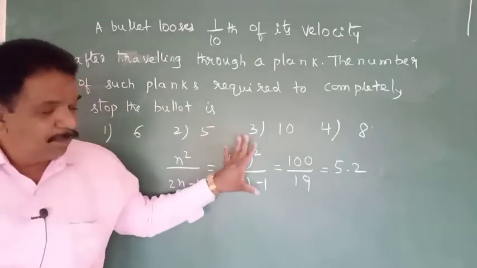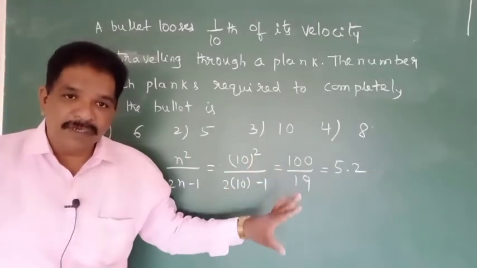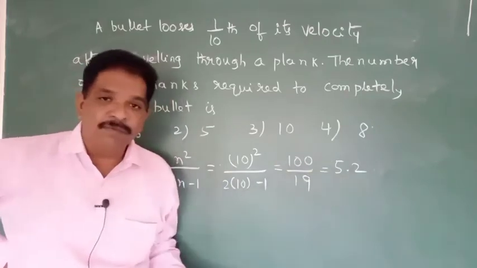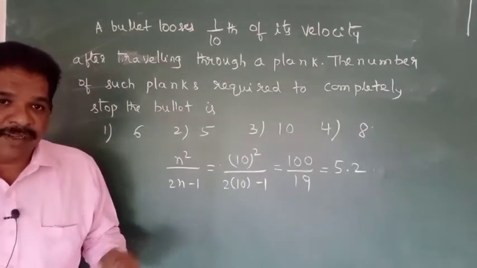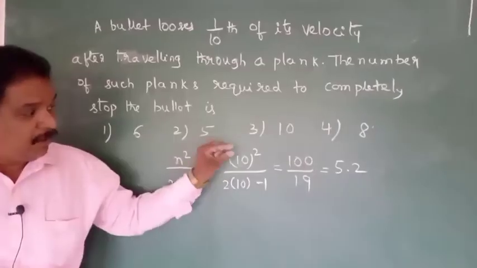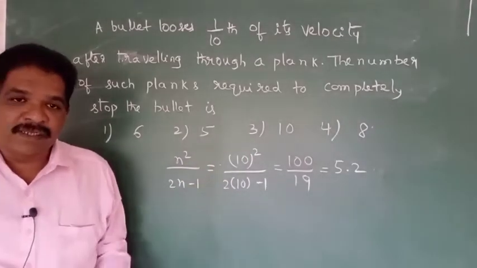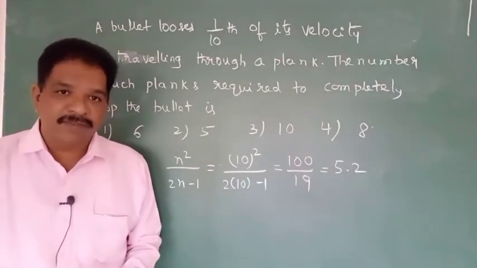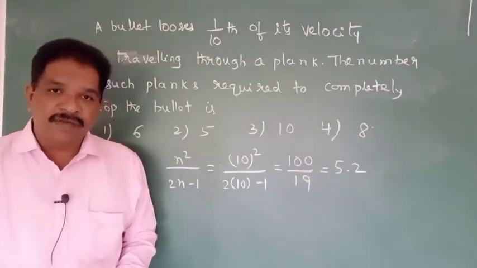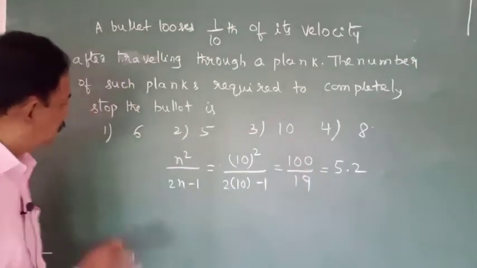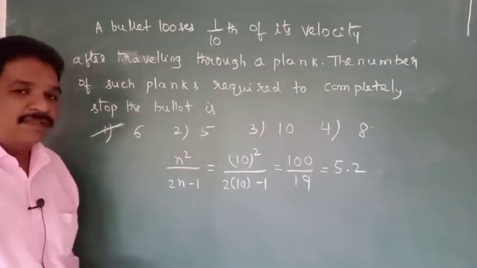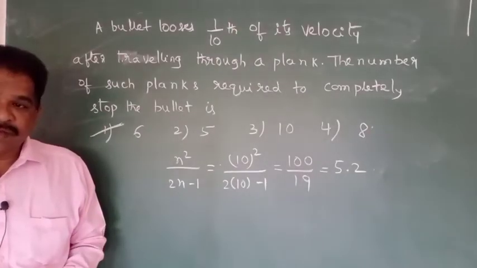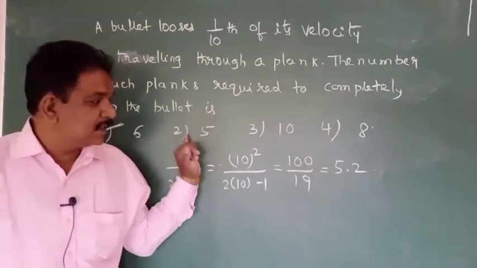So 5 planks is not enough to completely stop the bullet. One more plank is required. We can't get 0.2 plank or 0.3 plank, we can't get half a plank like that. So 5.2 means 6 planks are required. With 5 planks, they won't stop the bullet. The bullet will come out from those planks. If the point is clear, the number of planks required to completely stop the bullet means 6 planks.